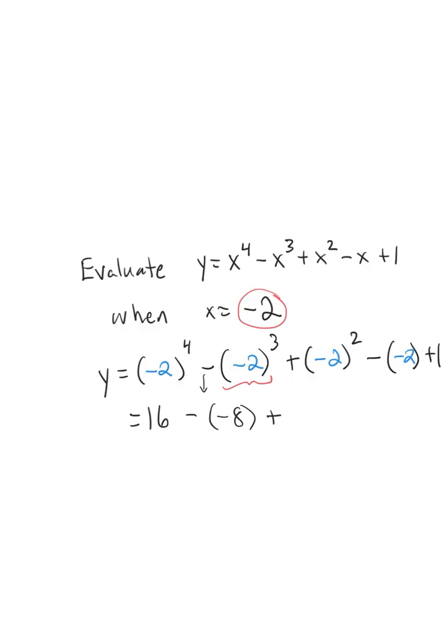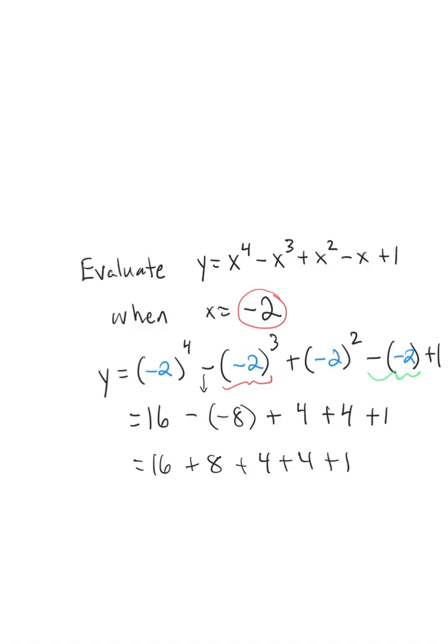Then the next one, -2 squared is +4. Now notice this term here, -2, there's no exponent around there this time, so I'm actually just multiplying negative times -2 gives you +4, and then +1. All right, so then that's 16 plus 8 plus 4 plus 4 plus 1.